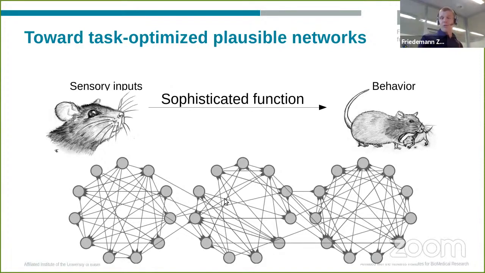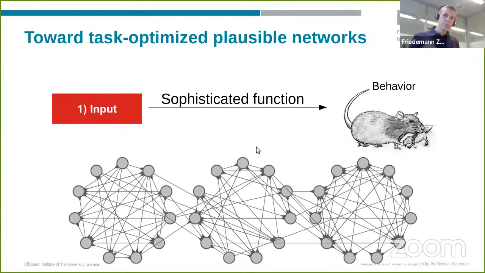So the task for today's talk is we want to move towards this principle where we have a complicated network architecture, which is drawn from this big random design space, and where maybe there's some modular or layer structure, as you know it from deep learning. And we want to implement some sophisticated function to mimic this process that animals and us have to do, where we go from sensory inputs to ultimately behavior.